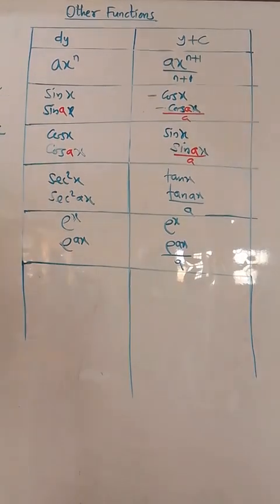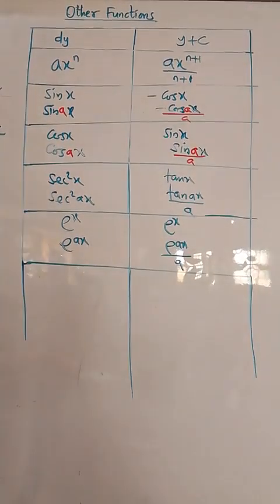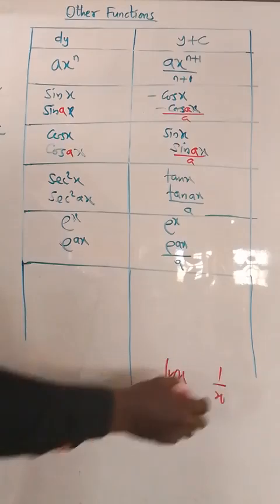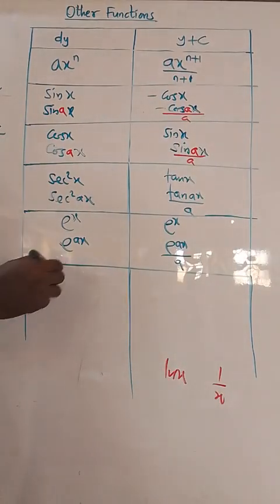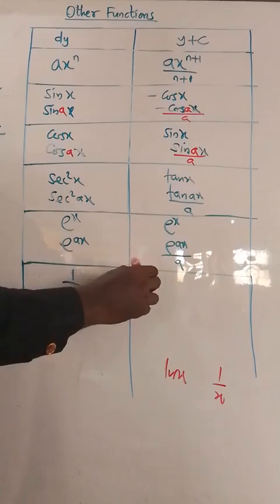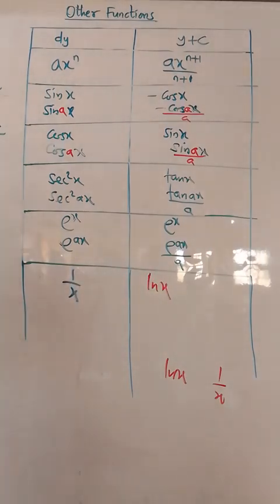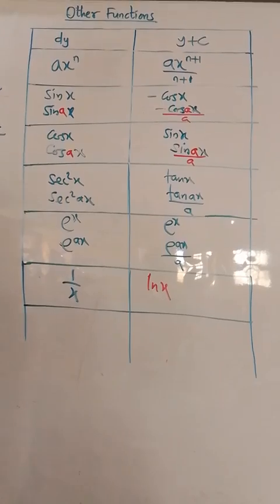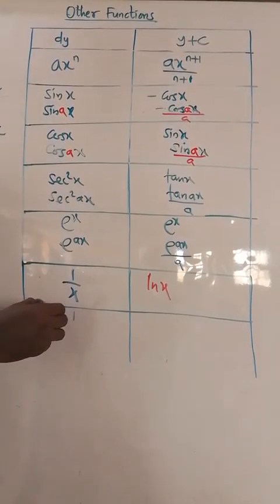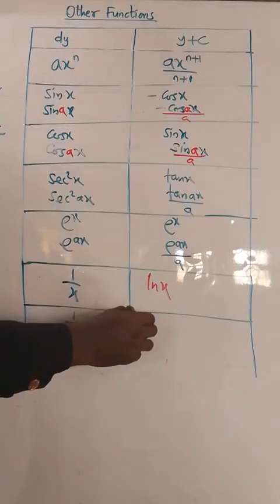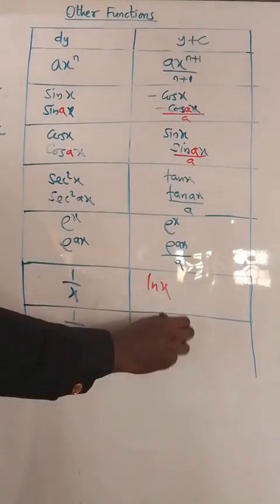Now let's move to logarithmic function. If you can recall, anytime we differentiate ln x, the answer is 1 over x. So meaning if we integrate 1 over x, we are going to get what? ln x. Okay, what if we have, still under this one, 1 over x plus 1? If we integrate, what will be the answer? The answer is ln of x plus 1.